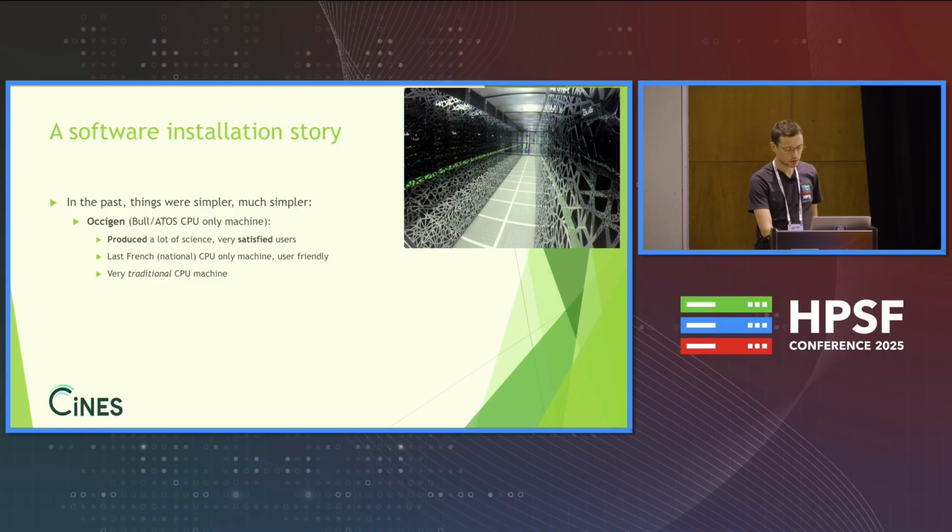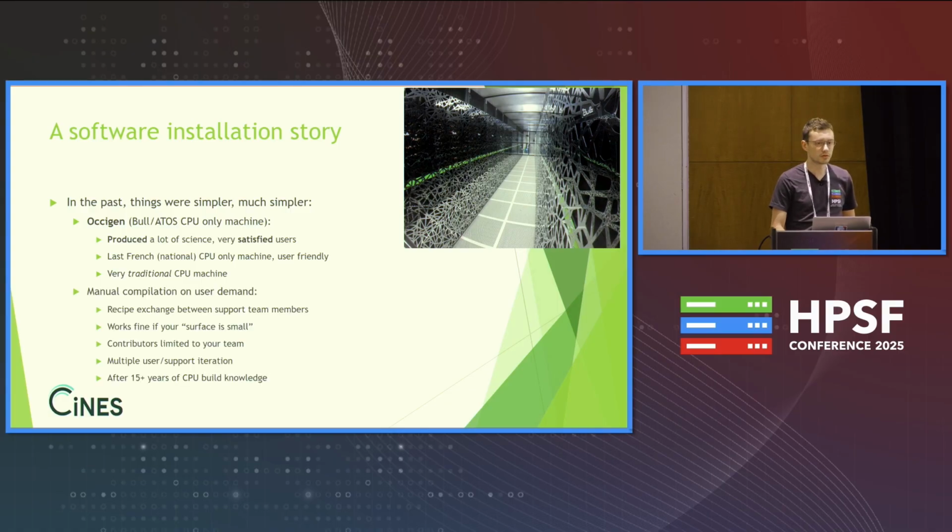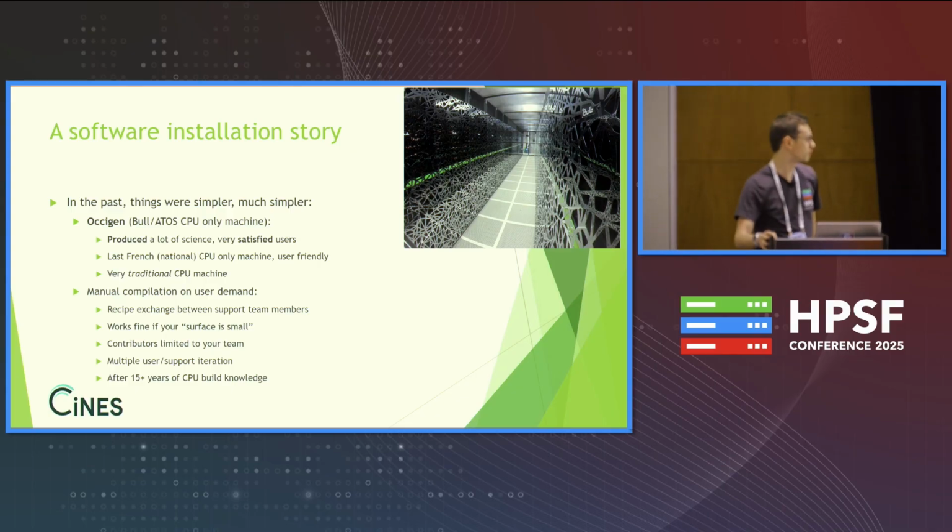So let's start with a little story. Back in the day, which was actually 3 years ago, we operated another machine called Oxygen. While it was working very fine and our users were very satisfied, it was very traditional, CPU only. And most of the software was built manually. The team was storing a list of recipes and manually building depending on the need. It worked relatively well, as I said, because it was a very traditional CPU machine, and we were benefiting from 15 plus years of expertise in how to build software.